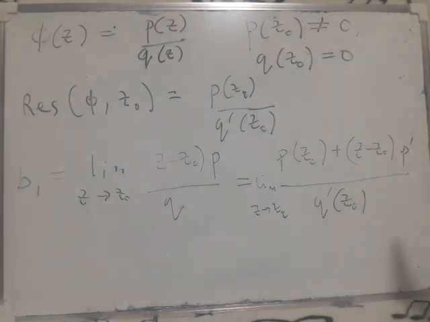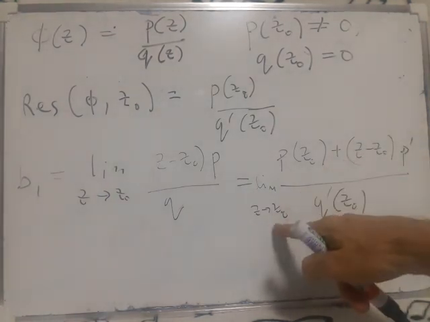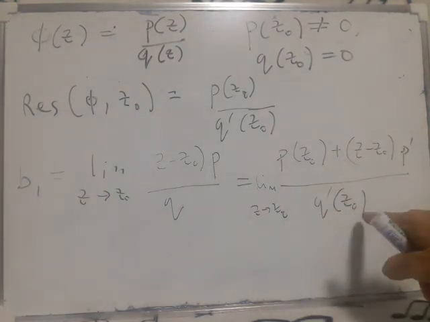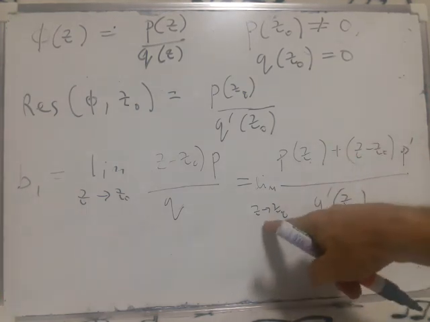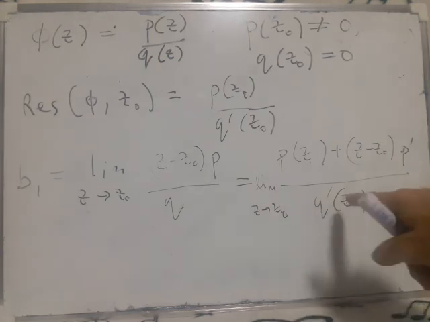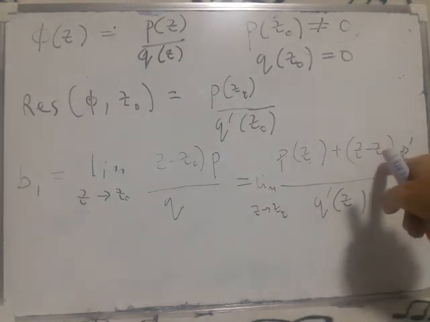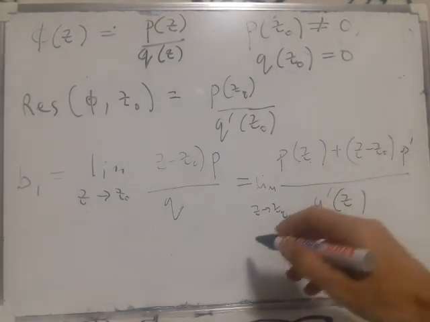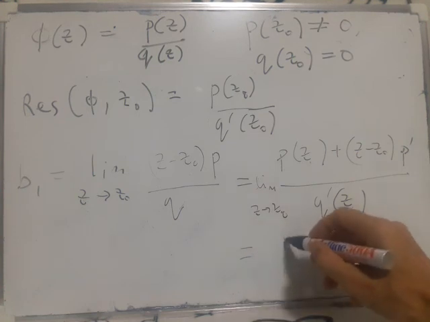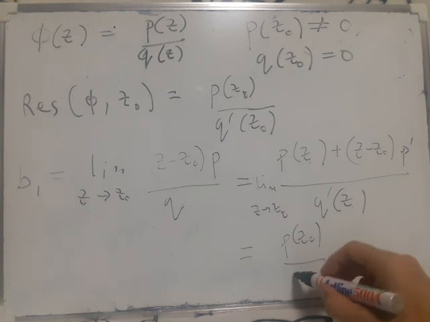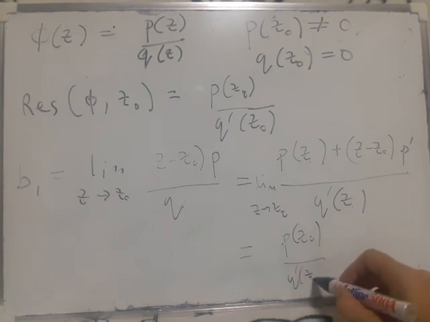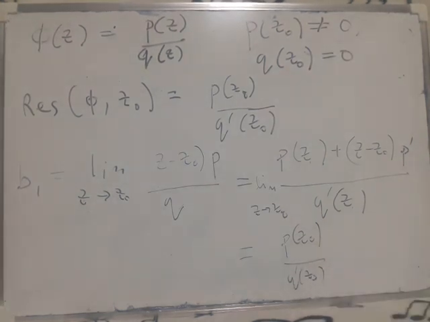So basically this goes because we're making z equal z0. Sorry, I should leave it as z. So then we take the limit as z goes to z0. When that happens, this will go, because it's going to be 0, and we just get left with p of z0 divided by q dashed of z0, which is the thing we're trying to prove.